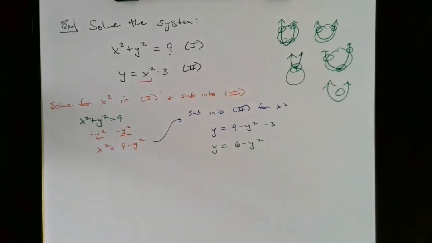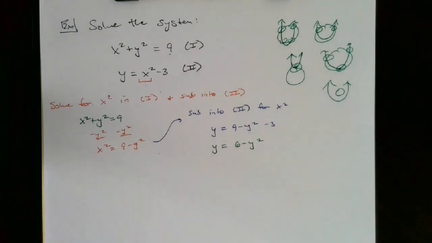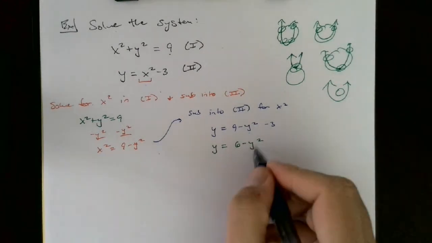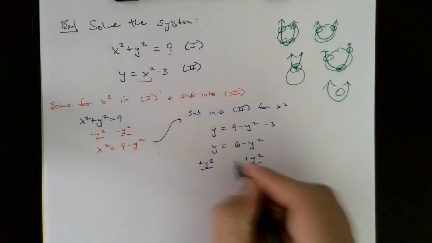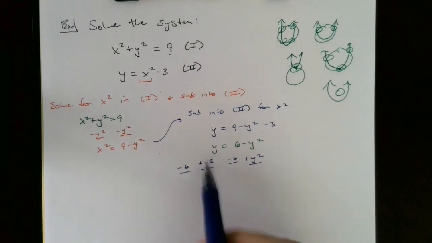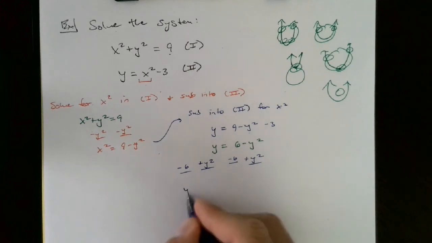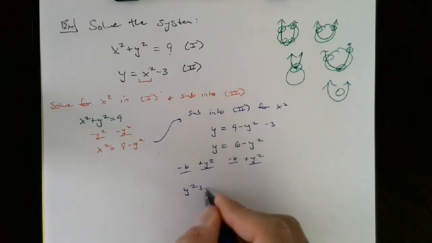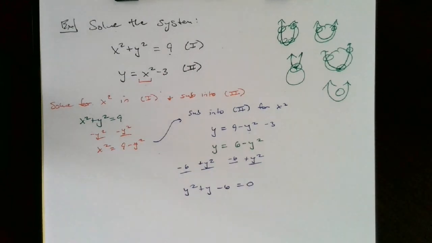And solving this, I want to get 0 on one side and everything else on the other side. I'm going to do it by moving everything to the left, so I'll add y squared to each side, and I'll subtract 6 from each side. Now the reason I'm doing this is because for a quadratic, you want to get everything on one side and 0 on the other. In descending order, I'd have a positive y squared, a positive y, minus 6 equals 0.